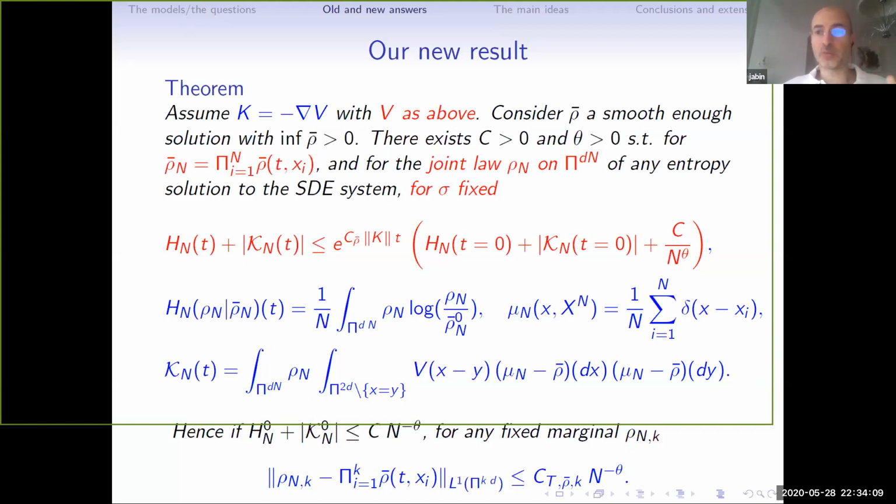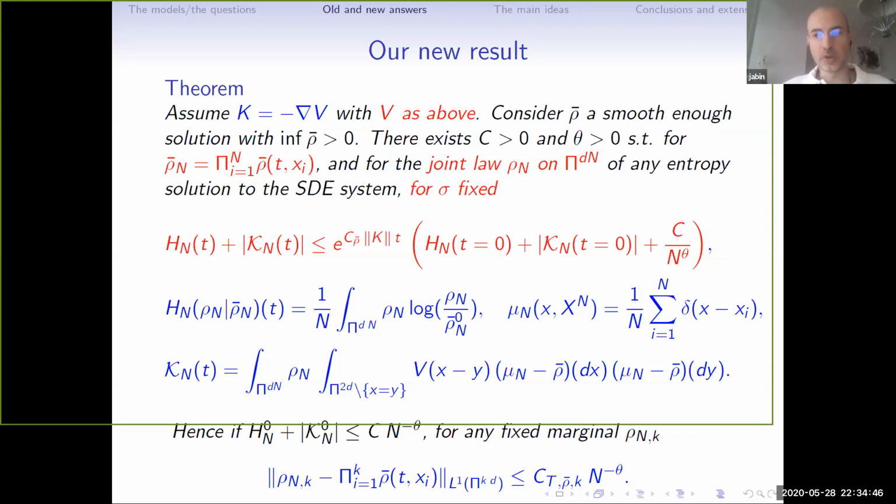Now, one thing I want to stress is, contrary to the Serfati case, because we have attractive singularities, K_n might not be positive, and in general will not. This is why what you see here is I'm not summing H_n and K_n, I'm summing H_n and the absolute value of K_n. In particular, what I need at the initial time is that independently H_n goes to 0 and K_n goes to 0. This is going to give me a quantitative estimate on those quantities at any later time.